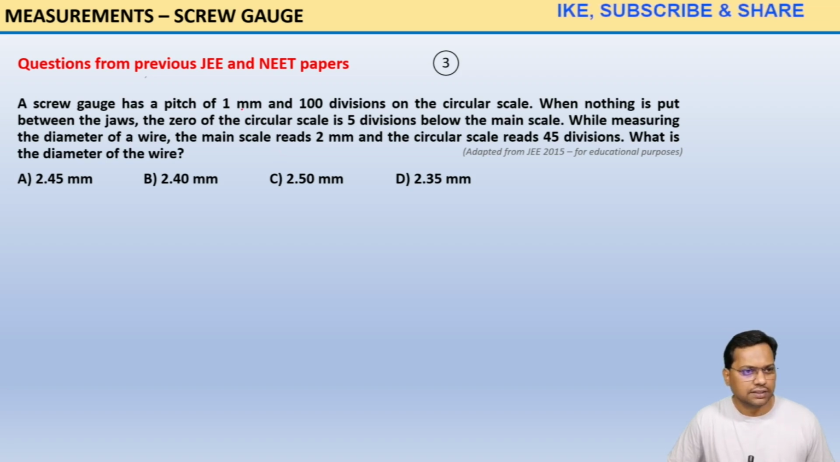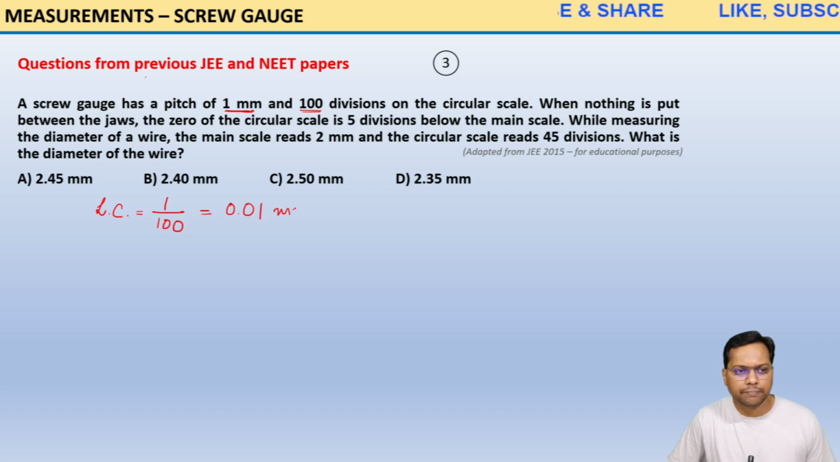Again, in the first sentence, the pitch of the screw gauge is given, that is the distance moved by the spindle in one complete rotation, and there are 100 divisions on the circular scale. So therefore, we can calculate the least count of the screw gauge. Least count is given by pitch divided by the number of circular scale divisions. That is 1 mm divided by 100. That gives 0.01 millimeter.